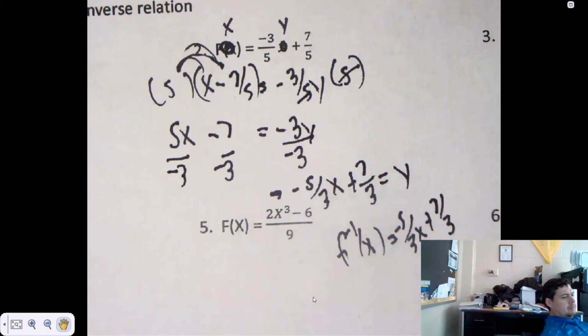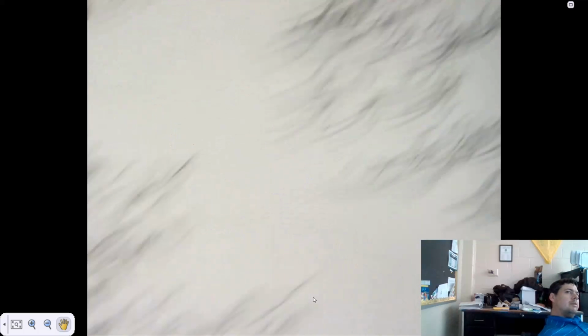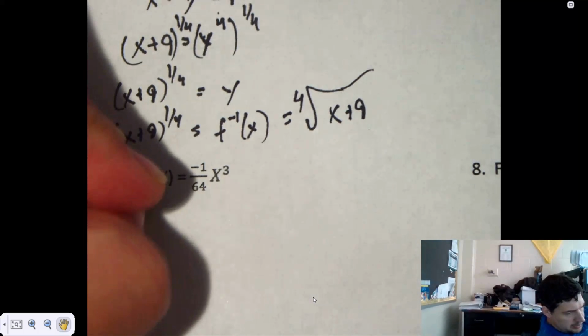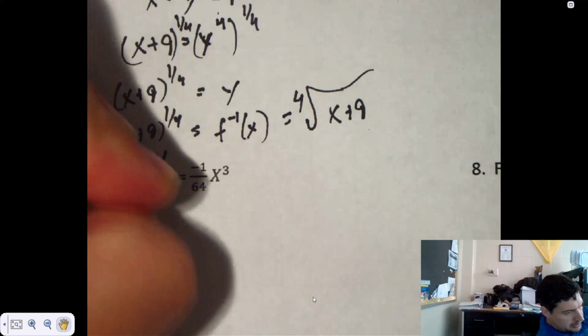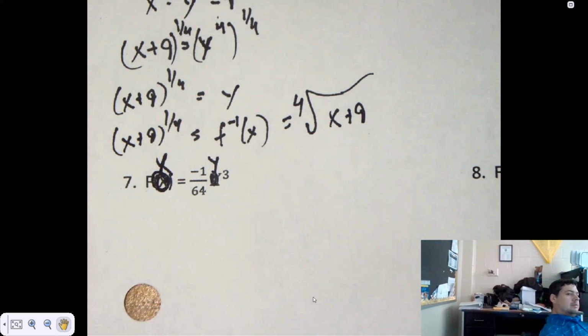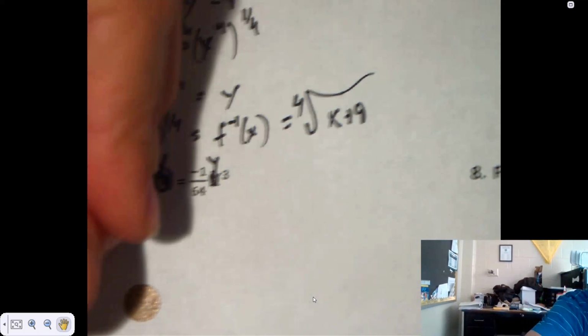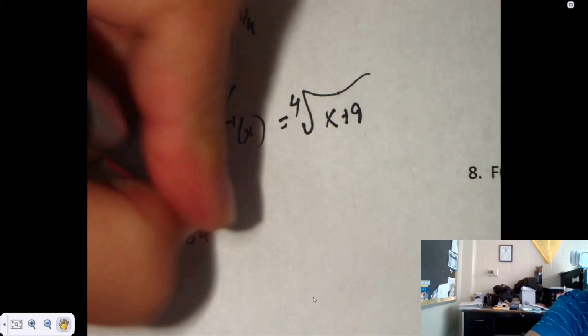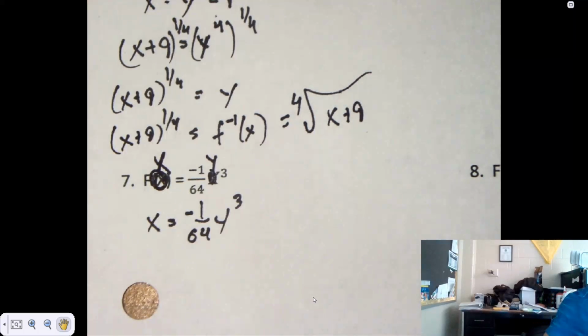What you got, Austin? 7. I was confused with that. All right, so first step is that guy's a y. Sorry, that guy's an x. That guy's a y. What's the key there? What's the y that's cubed? The y. The first step in writing an inverse is to swap x and y. That's literally what you do. Y becomes x, x becomes y.